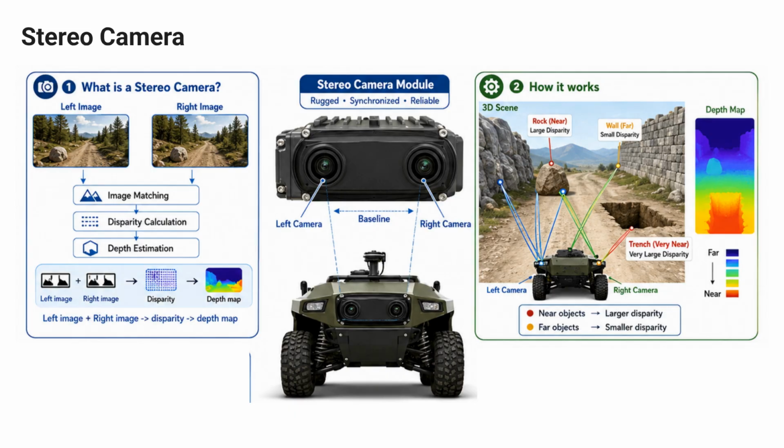For an unmanned ground vehicle, this helps with obstacle detection, distance measurement, terrain mapping, trench detection, and autonomous path planning. Unlike a normal RGB camera, which provides only a two-dimensional image, a stereo camera adds depth information, helping the vehicle understand not only what is ahead, but also how far away it is.